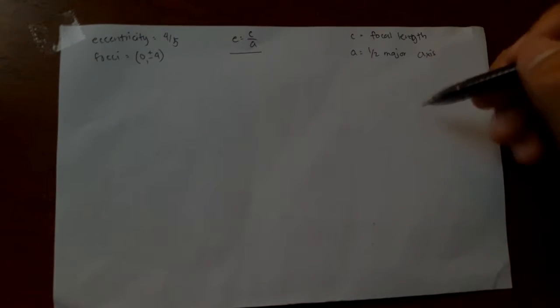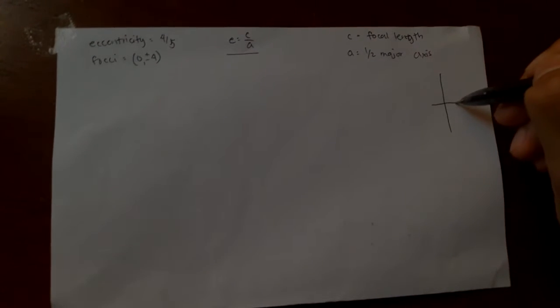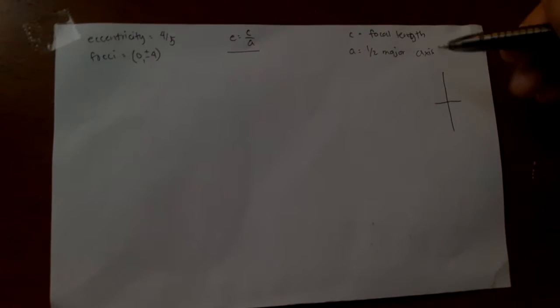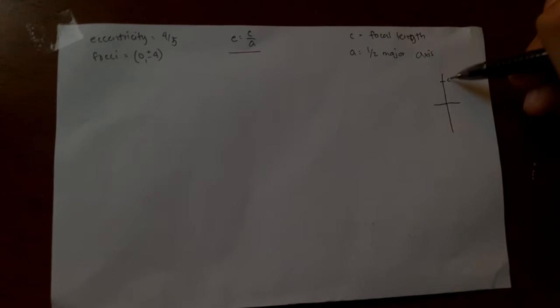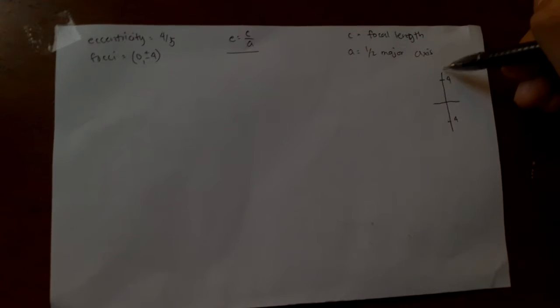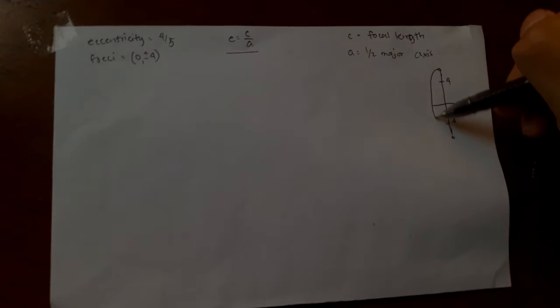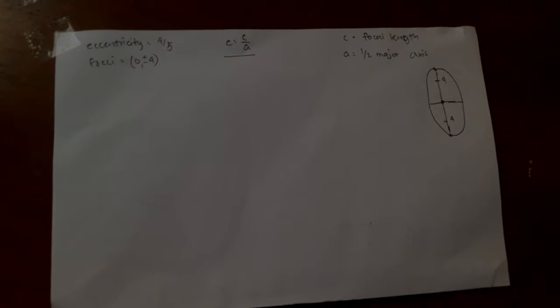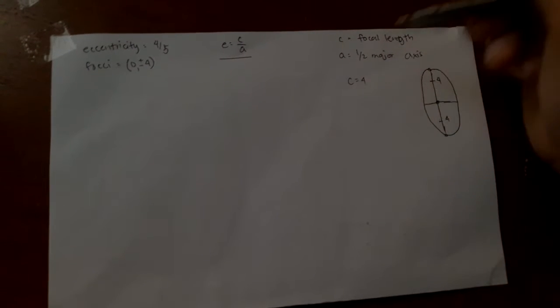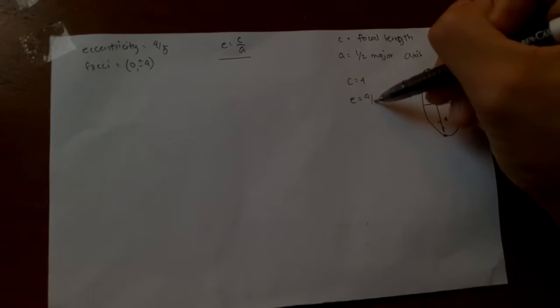So given the foci, it says that the foci is on the positive and negative 4 on the y-axis. It would be here and here. This means that the ellipse formed is vertical, like that. So the C here is 4 and our E is 4 over 5 and A is unknown.